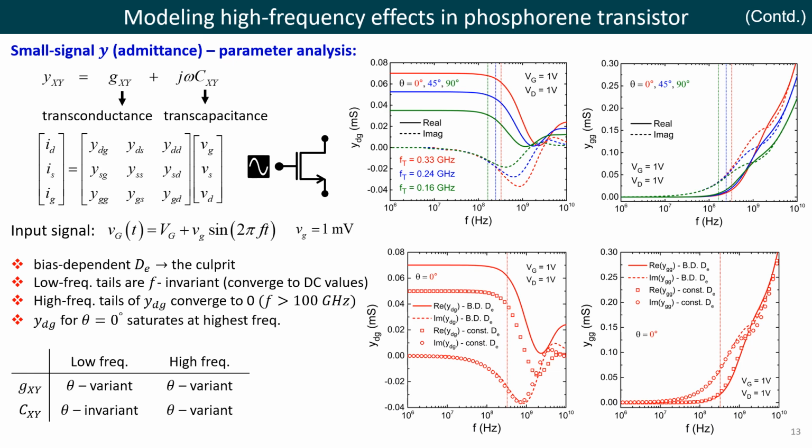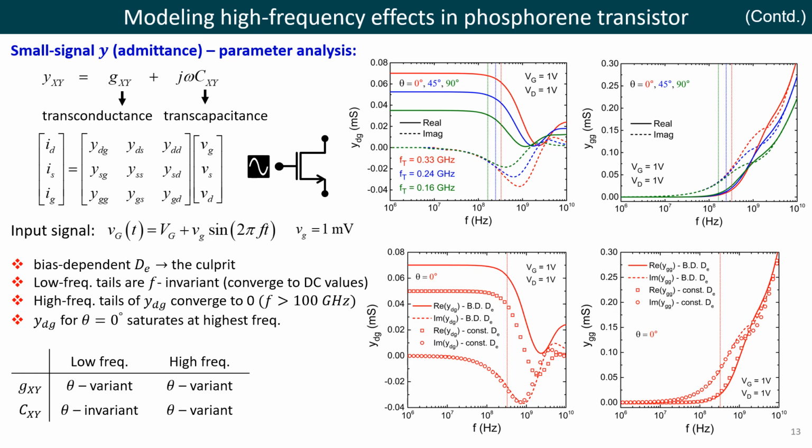At low frequencies, the channel inertia is negligible, and therefore the channel charge can respond to the small variations in the applied input signal quasi-statically. This situation is favorable up to a frequency fT/2, and that is why the low frequency tails of the Y parameters necessarily remain invariant with respect to frequency. And also these low frequency values basically converge to their corresponding DC values.